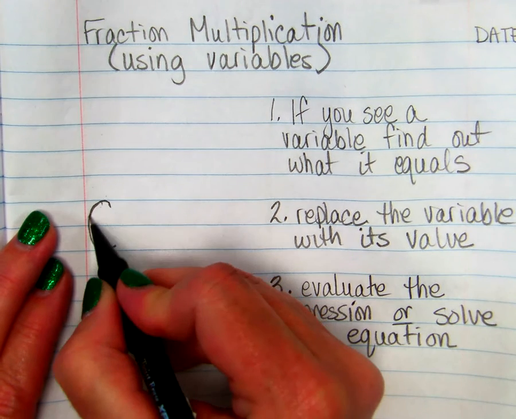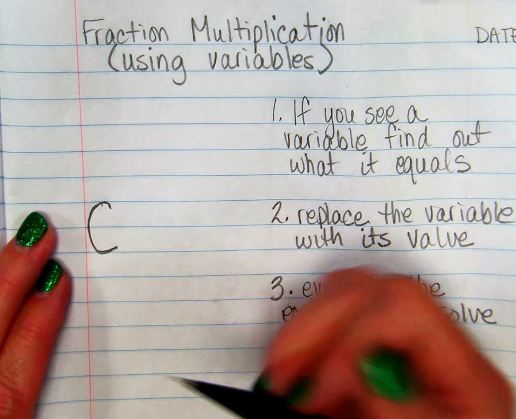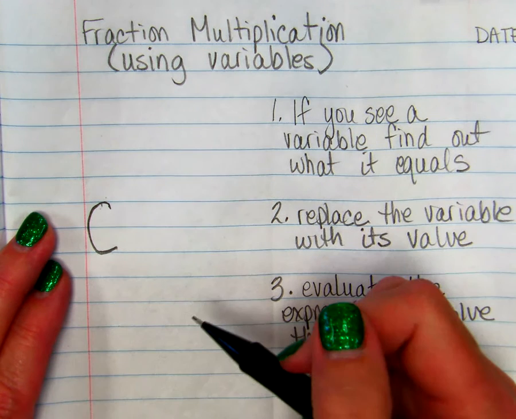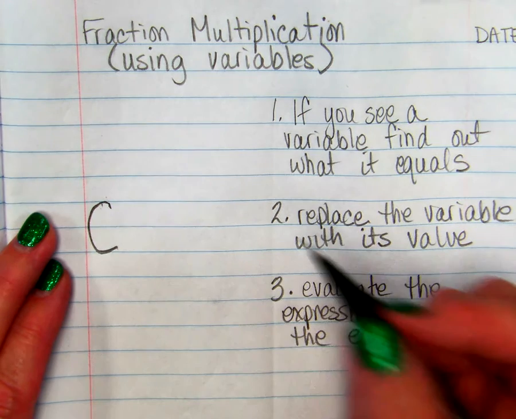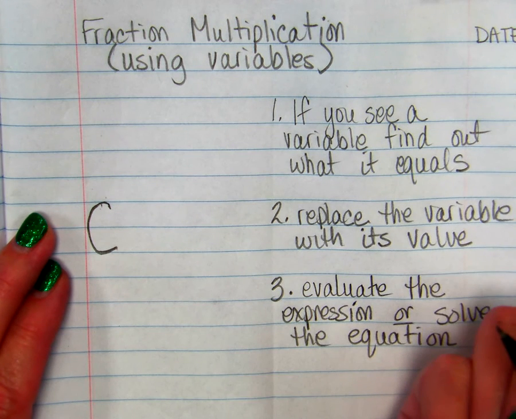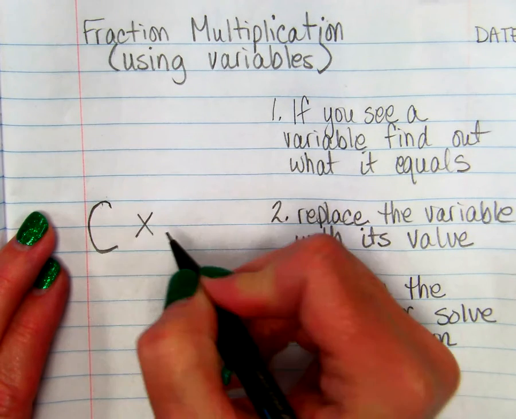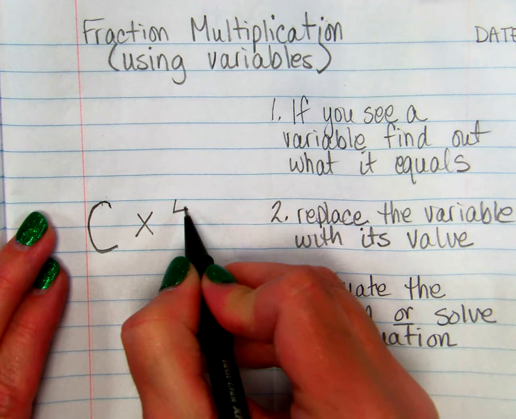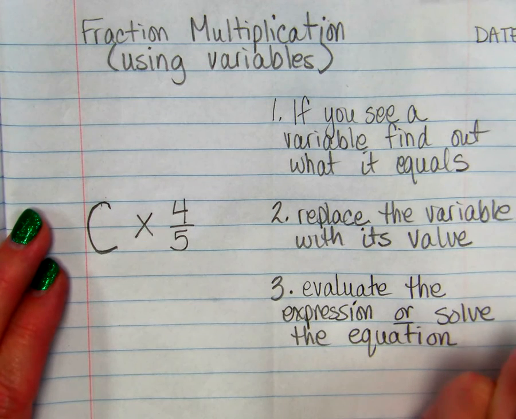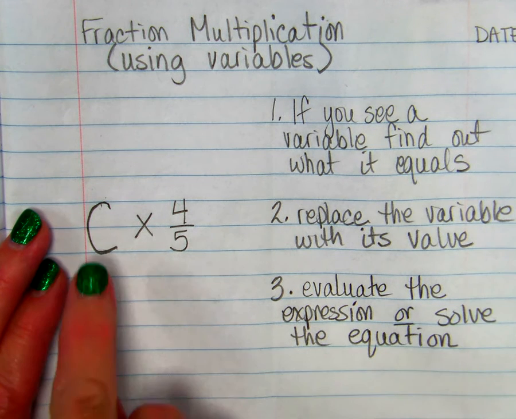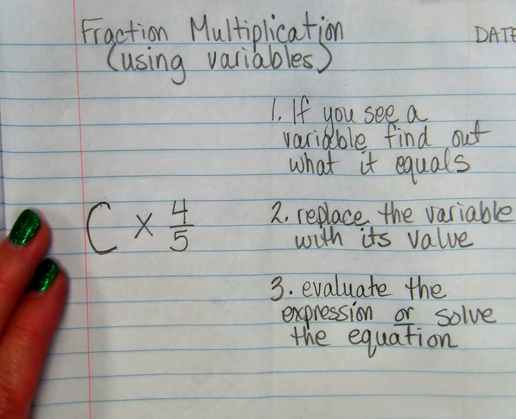And this letter really, it could be any letter of the alphabet. It could be A, B, C. You could see D, X, Y, Z. It could be any letter of the alphabet. Okay, today we're going to use the letter C. And we're going to multiply that times my fraction of 4/5. Okay? And remember, multiplication is commutative. So you could see the 4/5 times C. The order doesn't matter. Alrighty?